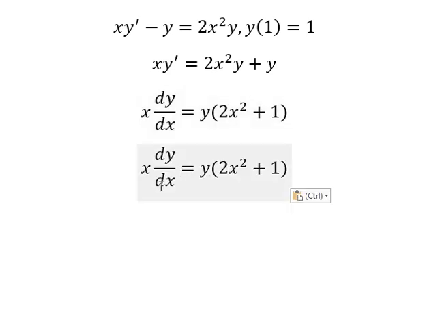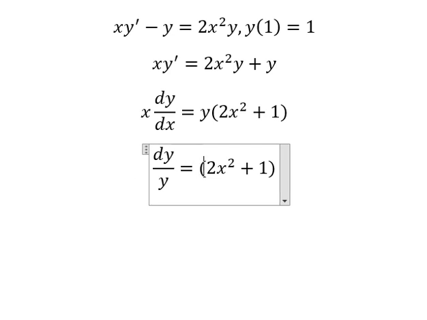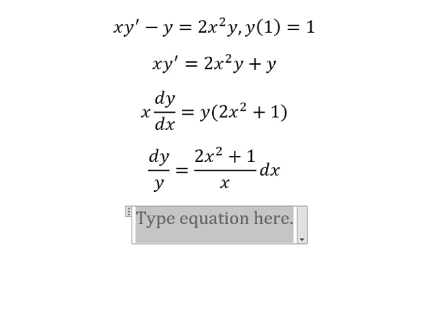Next, dx I will put on the right and we divide both sides by x. Y we put on the left. Next, we put the integration for both sides.